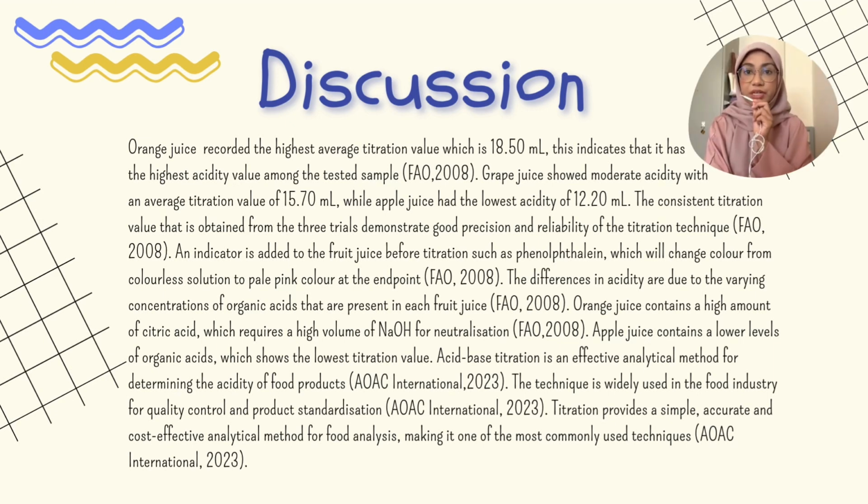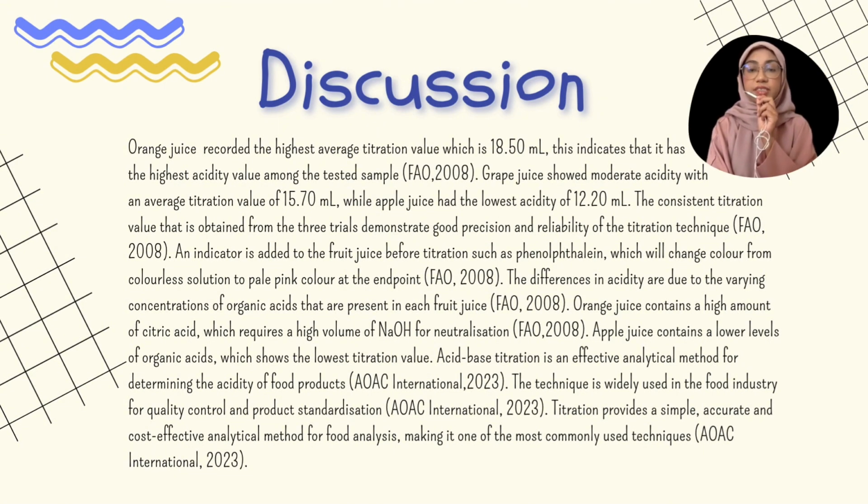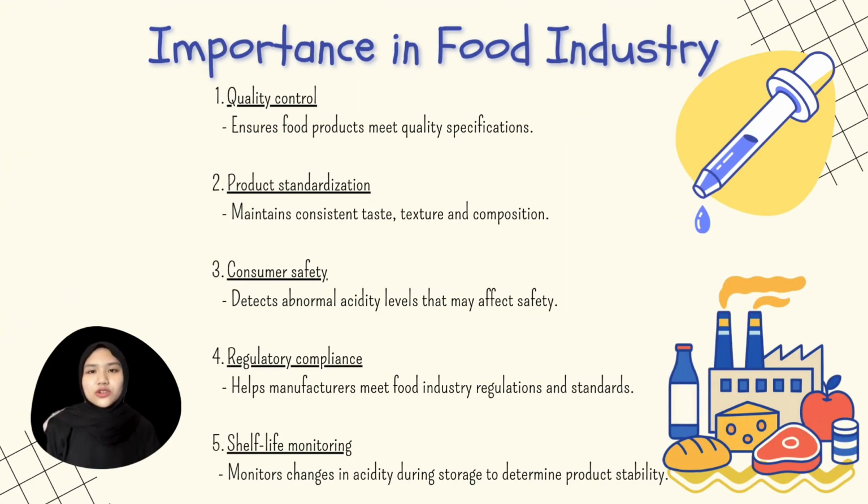In the food industry, acid-based titration is widely used for quality control, allowing manufacturers to monitor the acidity of products such as fruit juices, soft drinks, dairy products, and other beverages. Maintaining the correct acidity improves product quality, ensures consistency between batches, enhances flavors, and helps meet food safety standards. Overall, titration is a simple, accurate, and cost-effective analytical method that plays an important role in food quality analysis and product standardization.